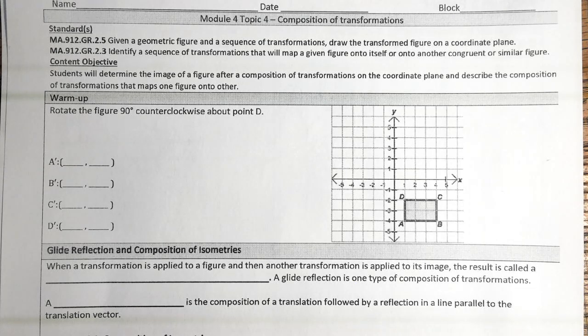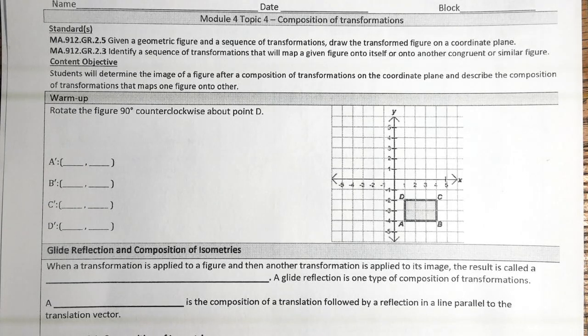Hey, welcome back, students. This video we're going to do Module 4, Topic 4, Composition of Transformations. This is page 16 of the Module 4 packet. The standards for this topic: GR 2.5, given a geometric figure and a sequence of transformations, draw the transformed figure on the coordinate plane.